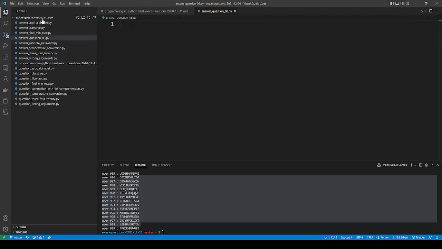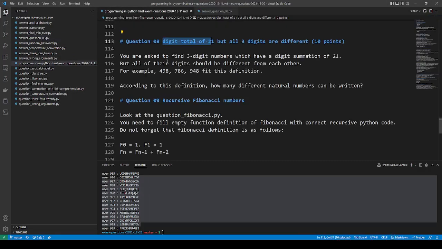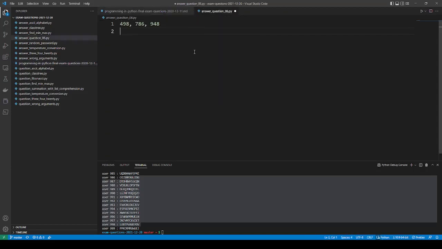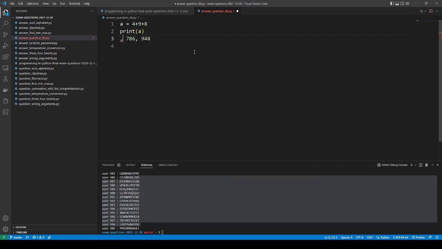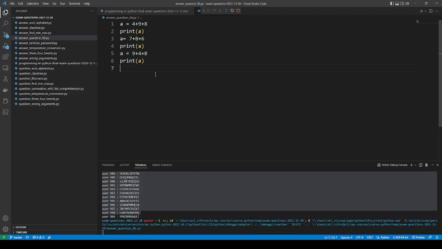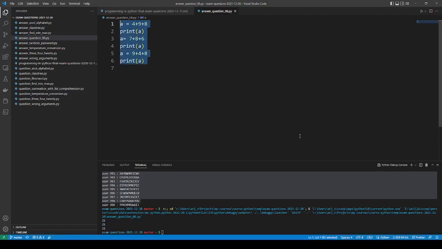Okay, here I need to create these numbers and find the total of each. Let's see, these are 21. 4 plus 9 plus 8, this is a, print a. And this a equals again this one. Again I need to print a, and a equals again 4 plus 8, and I need to print a. Let's see if they are 21. Okay, all 3 of them are 21.